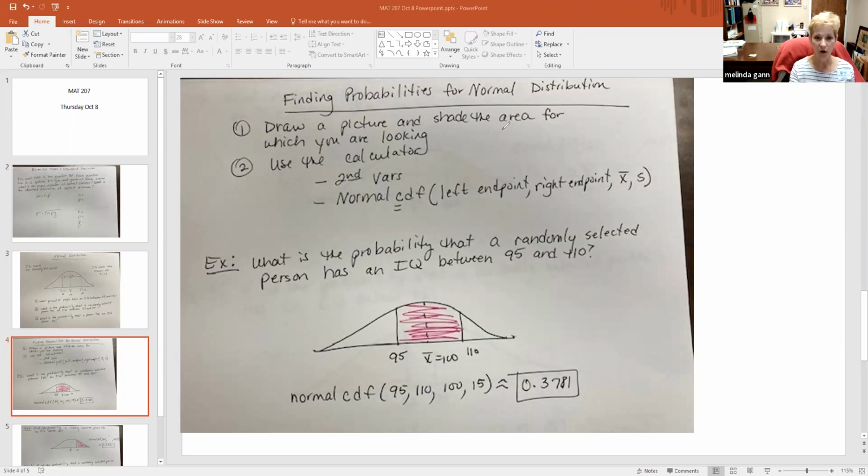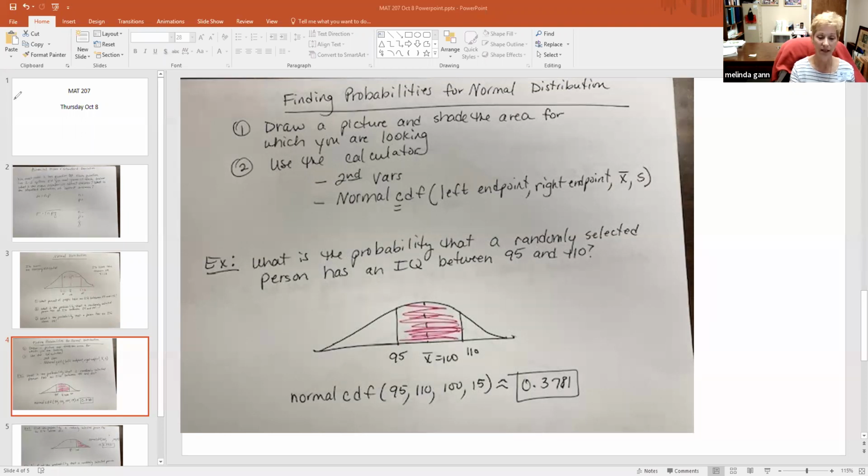So when it says draw a picture, I mean I'm drawing the normal curve. What goes in the dead center of a normal curve is the mean. So I told you before the mean was 100. And I want it between 95, so 95 is smaller, so it's on the left, and 110, so it's on the right. Now, I can't tell by the picture if that's more or less than 0.5. I can't tell if it's more or less than half the picture, because I'm not drawing it to scale.